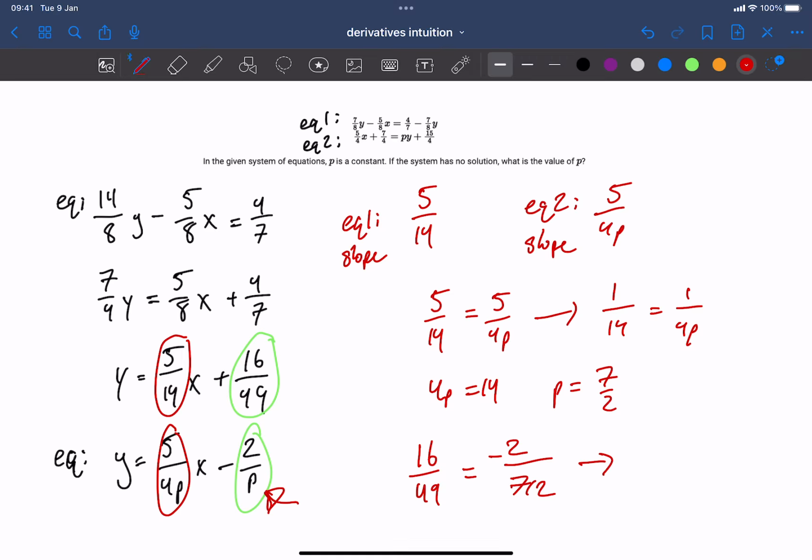Which becomes 16/49 equals -4/7, and they do not equal, since 16 divided by 4 is 4, but 49 divided by 4 is not 7. Therefore, the system has no solution, and this is our final answer, since it is asking for p.